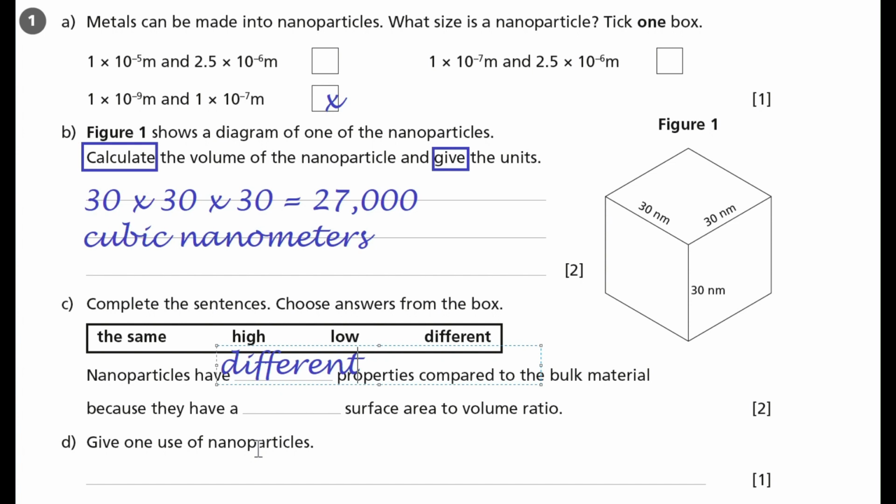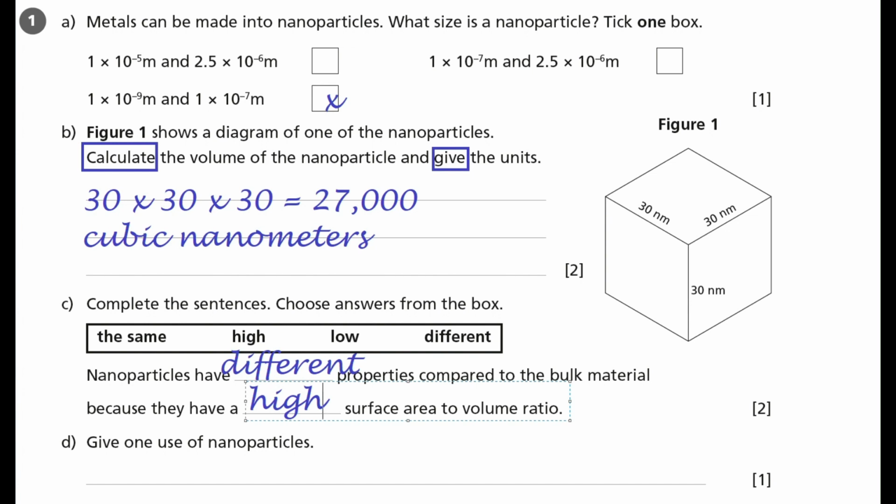Nanoparticles have different properties compared to the bulk material because they have a what sort of surface area to volume ratio. They have a high surface area to volume ratio. That's because they're very small particles.